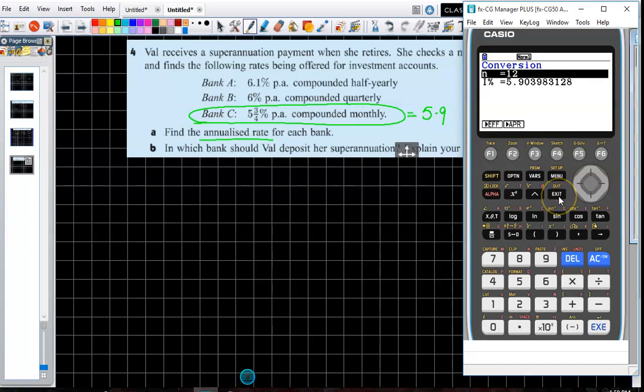So we exit. What will we do for bank B? Quarterly. 6%. So N, because it's quarterly, will go 4. Please get with it, okay? Otherwise, less work you have to do after school. At home, I mean. Come on. It's all right. I'm just saying. Let's go. 6.14.